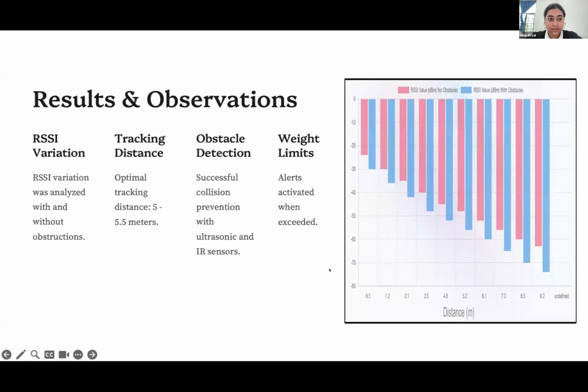Yeah, sure. Thank you. The research and observations that we have concluded in this research: the RSSI values were analyzed with and without obstacle, that is shown on the bar graph on the side. The optimal tracking distance of the system is 5 meters, that gives excellent results. Now, the obstacle detection: we have successfully implemented collision prevention with the ultrasonic and IR sensors, and the weight limits that I have told you already.